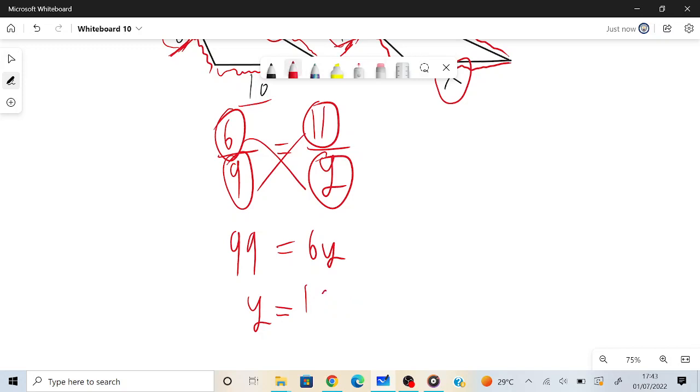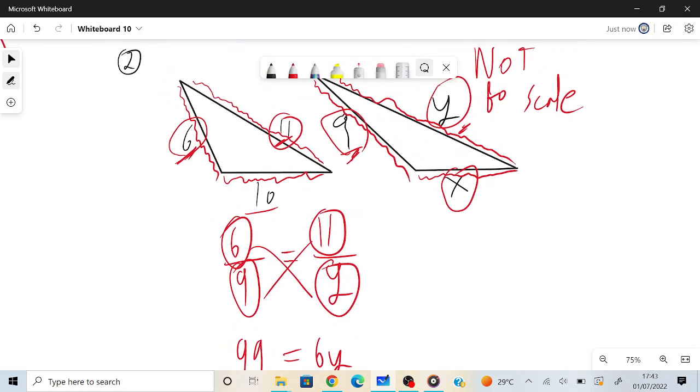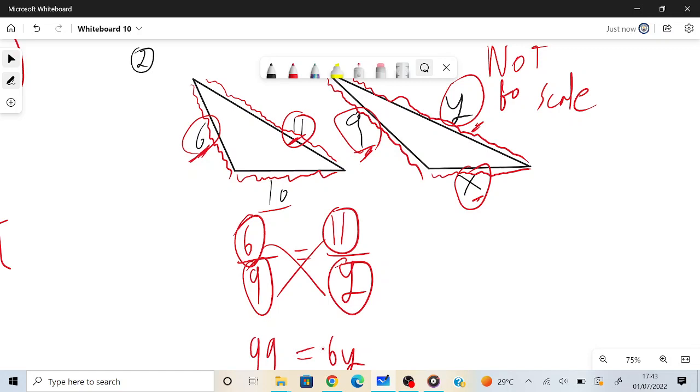Let's check that again. 16.5. So we have our y. Now we need to find our x, which is here. Again, we can use the known side we have, that is 6 over 9. So we can do again 6 over 9. And this time equate it to, rather than 11 over y, 10 over x, because we know those are the same corresponding sides.